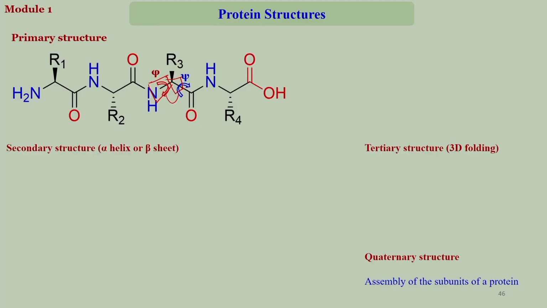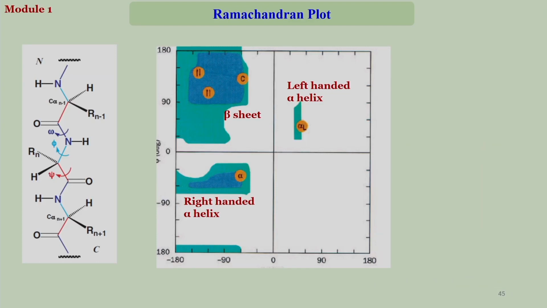So this is the primary structure of the protein, which essentially means its sequence, the specific amino acid sequence. Now the secondary structure of the protein, which we have seen can assume either an alpha helix or a beta sheet, comes from the rotation around the phi bond or the psi bond, as we have seen here, and that you can calculate by using the Ramachandran plot.